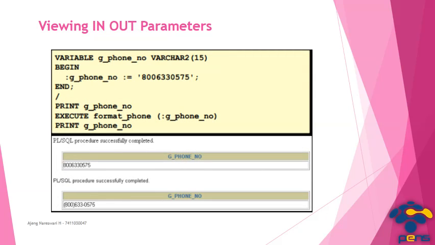Viewing in-out parameters. This is the example of viewing in-out parameters, and at the bottom there are two tables that are the result of that syntax. You can see in the picture the syntax and the result of that syntax.